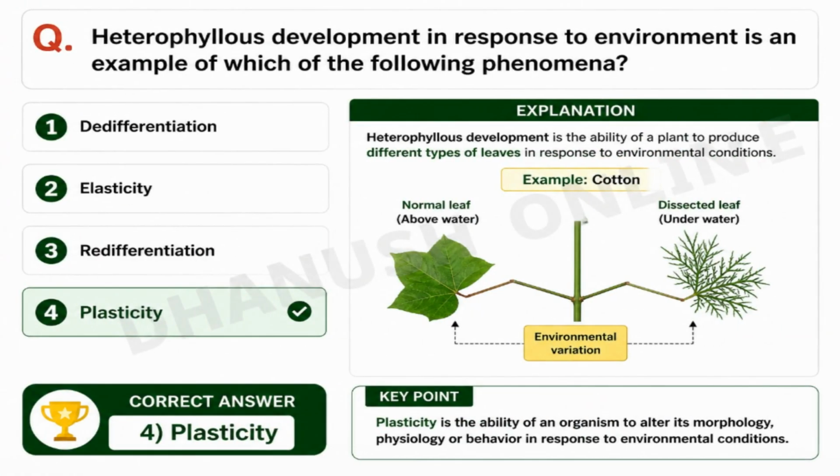Heterophilous development in response to the environment is an example of which phenomenon? The correct answer is option 4, plasticity. This is the ability of a plant to produce different types of leaves based on environmental conditions.